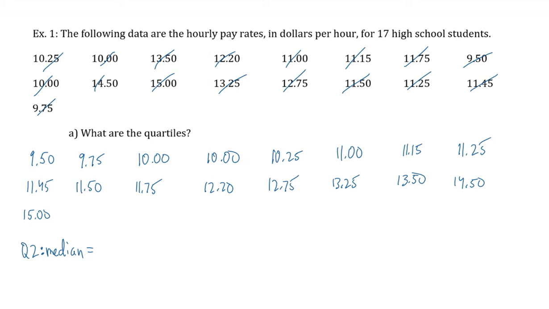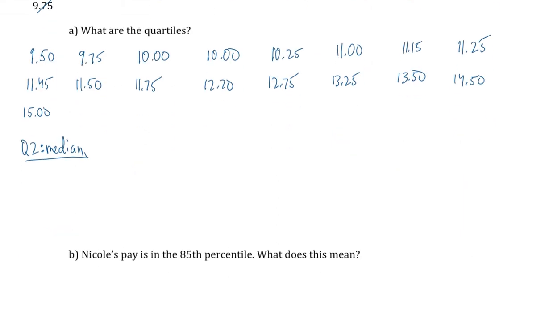Remember, we can use the number of data points to determine where the middle is. Whether you have an even number of data points or an odd number of data points, it's a little bit different, okay? But for the median, I've got 17 data points. If I divide that by 2, that gives me 8.5. Therefore, our median, or our second quartile, is the 9th value, okay?